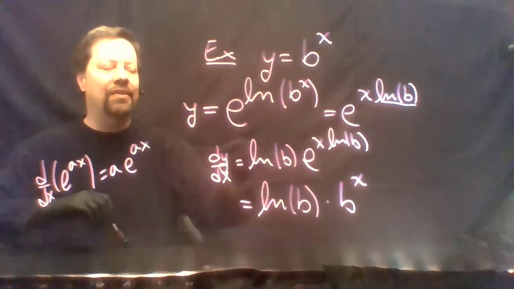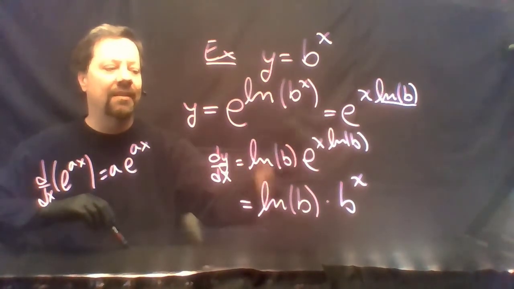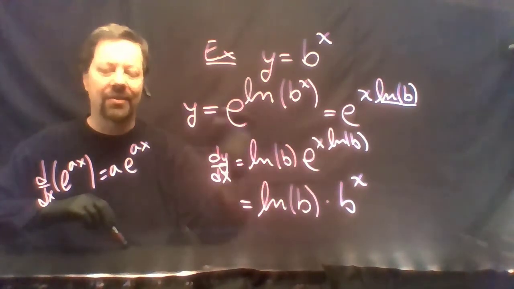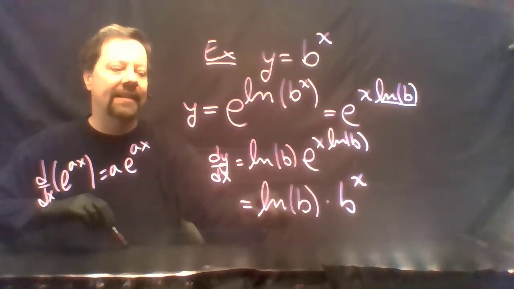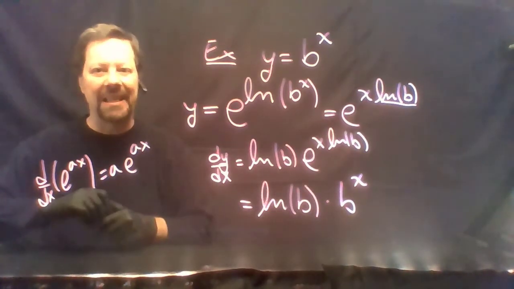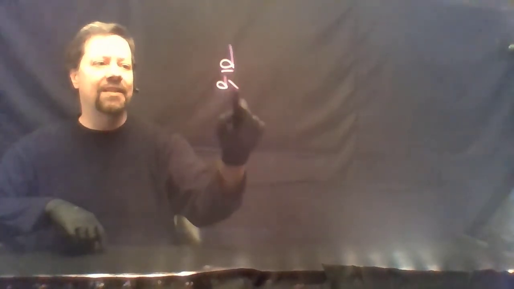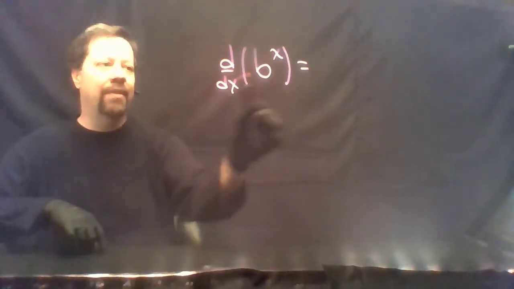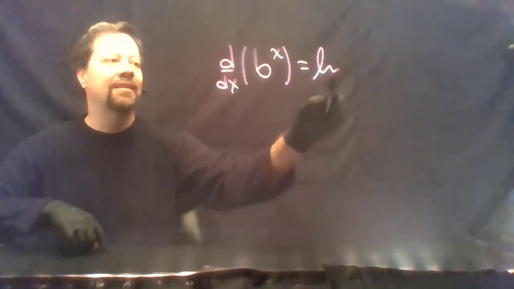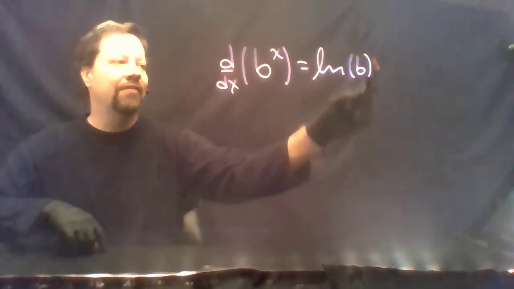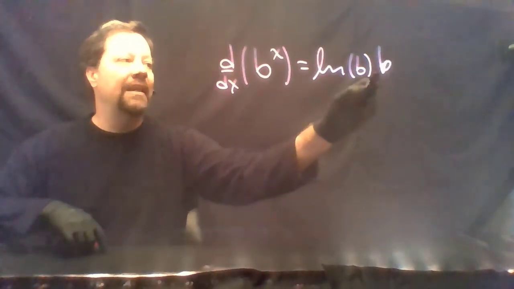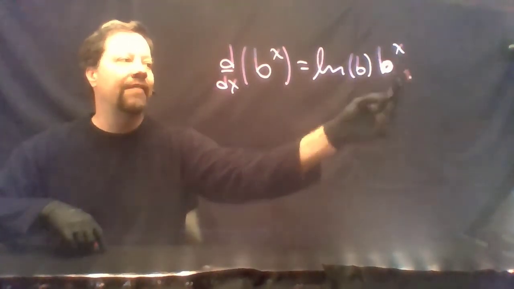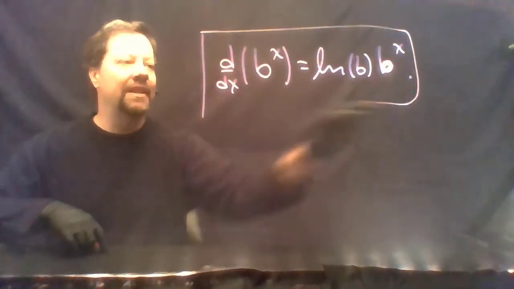When you take the derivative of b to the power x, you don't get b to the power x. You get b to the power of x times the natural log of the base b. I'm going to codify what we just did as a formula that you need to remember. The derivative of b to the power x is the natural log of b times b to the power of x. And you need to memorize this.